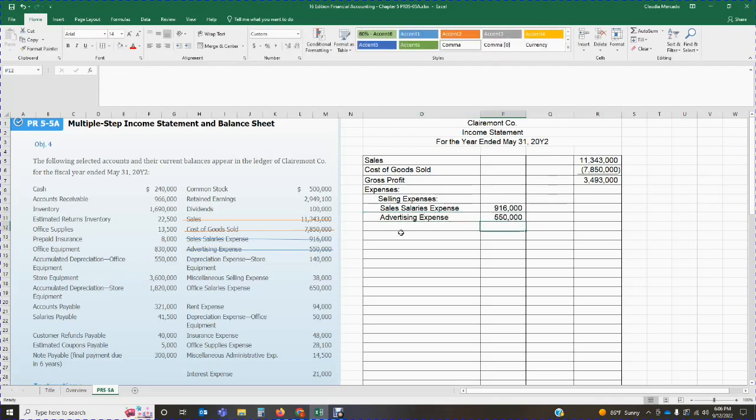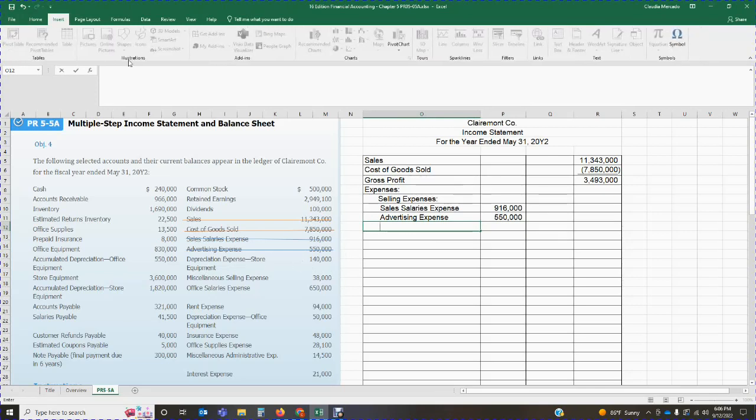$550,000. Okay. Next, what do we have? We have depreciation expense on the store equipment. Okay. So that is part of the selling. We have a store, and that's part of us selling the goods. So we're gonna go ahead and we're gonna include that.